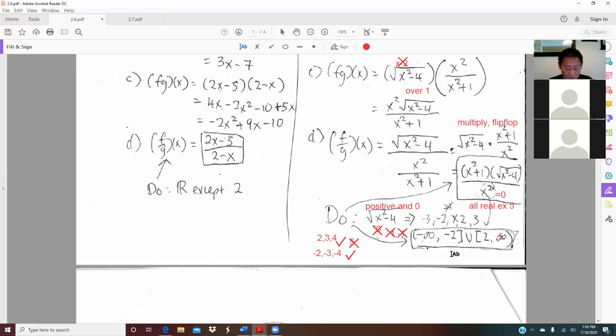and then union 5 to infinity. So if you have such a case, which is a bit more involved, then you've got 3 domains here. One is from negative infinity to negative 2. One is from 2 to 5, and then the other one is 5 and above, because those work. So you have multiple domains here, so you have to do the union in this case.